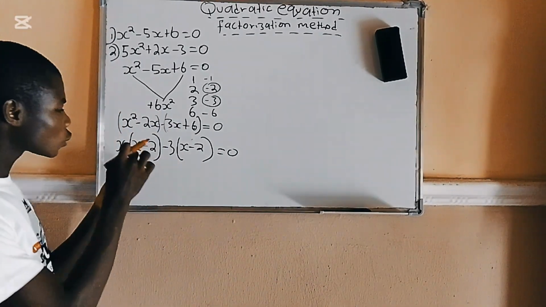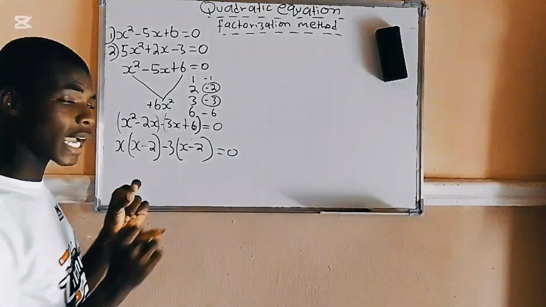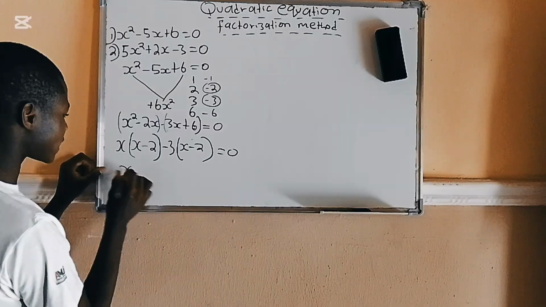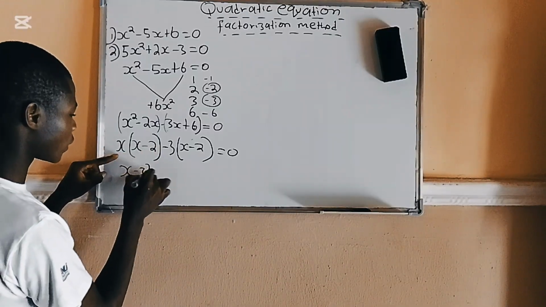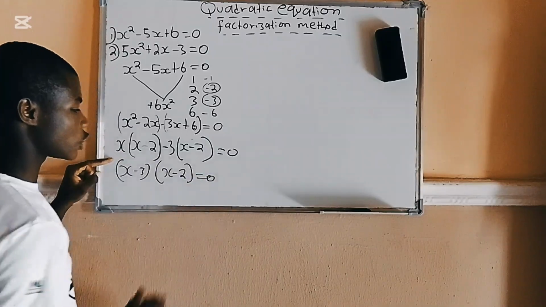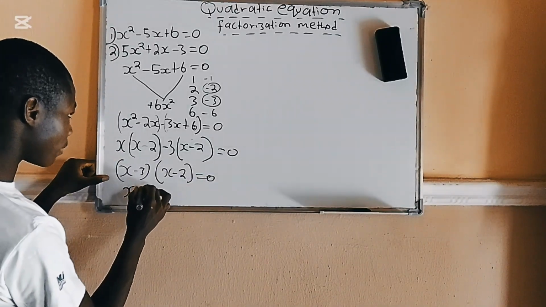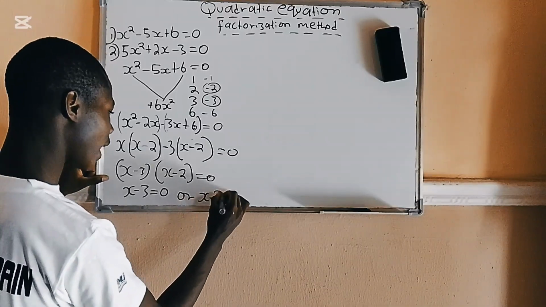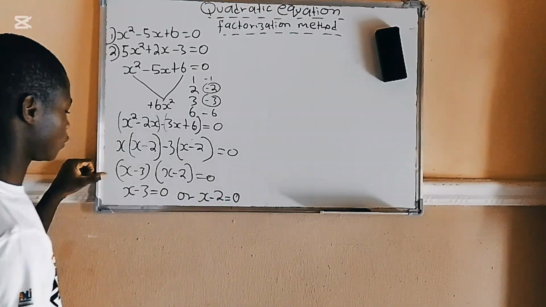So therefore, you are going to take 1 here because these brackets are the same. So you are going to pick only one bracket. So therefore, you end up having x minus 3. And therefore, pick 1 in it, x minus 2, it will be equal to 0. So therefore, x minus 3 equals 0, or x minus 2 equals 0.